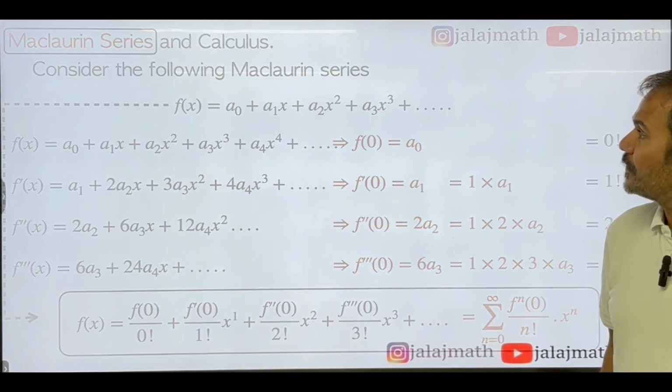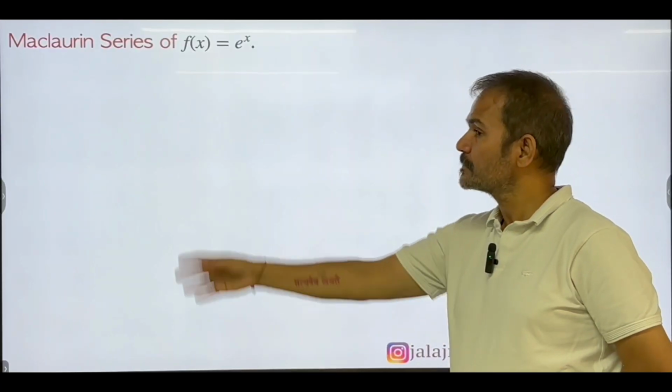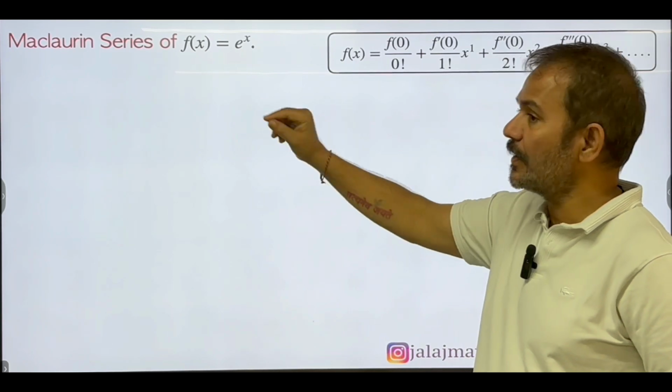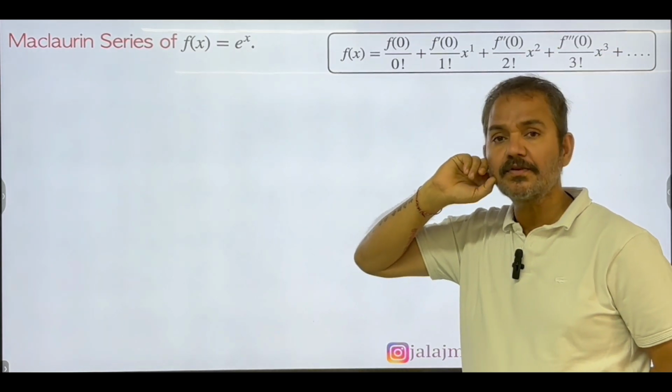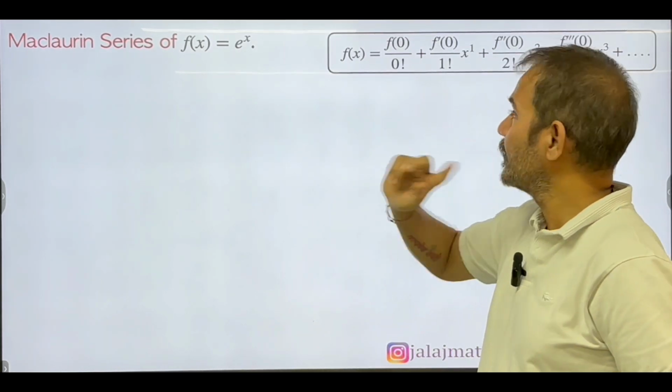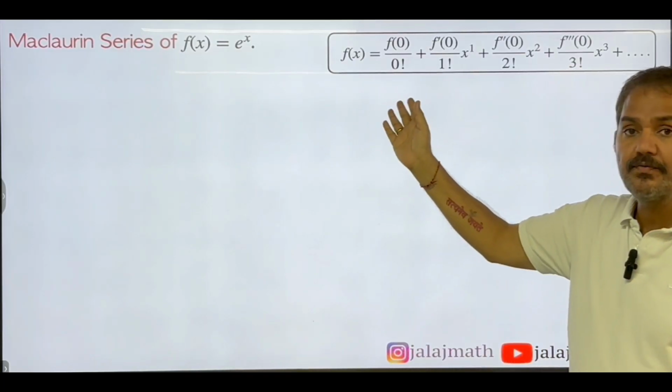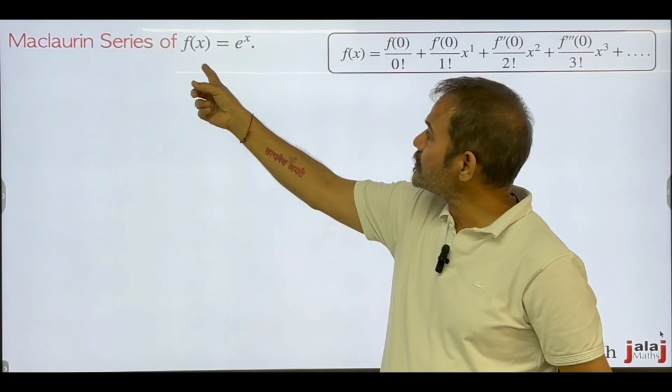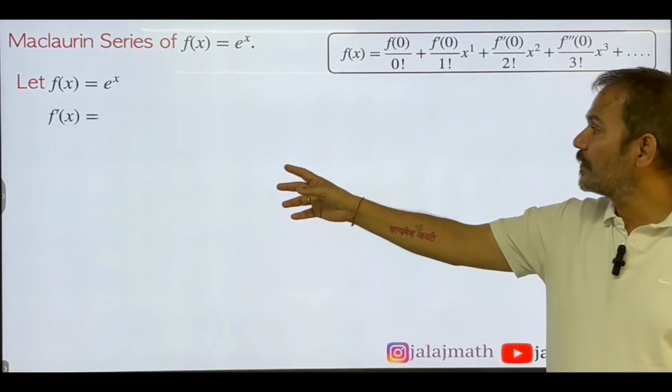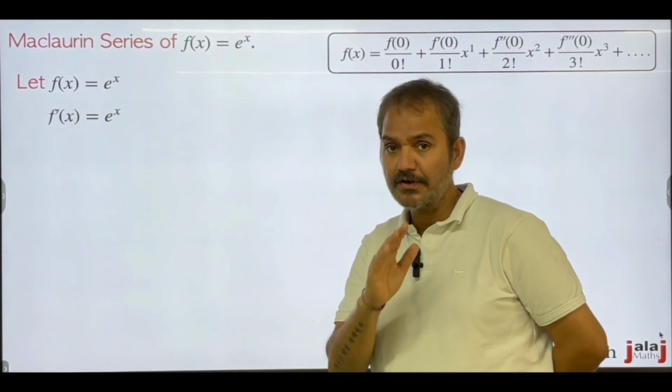Let's explore this with the help of a function. Let's say y is equal to f(x), or f(x) is equal to e raised to the power of x is a function. This is the general Maclaurin series we just derived. So if you find the first derivative of the function, this will be e raised to the power of x. It remains the same.